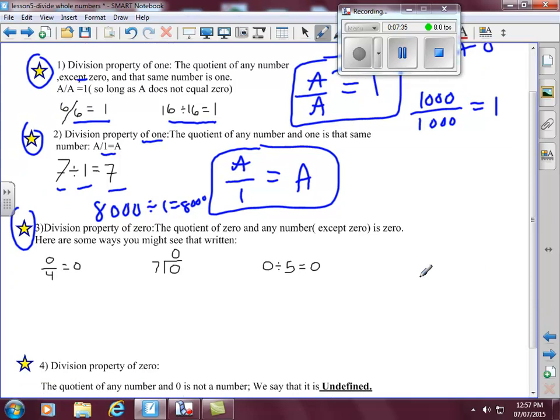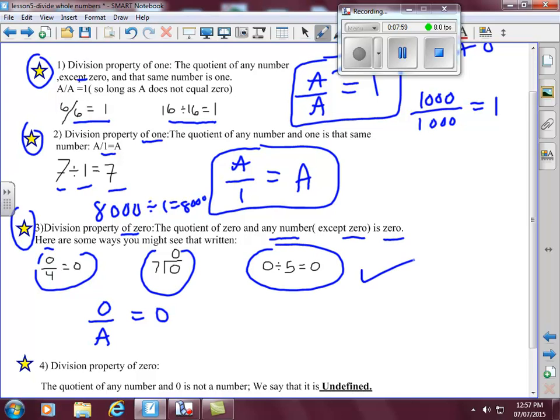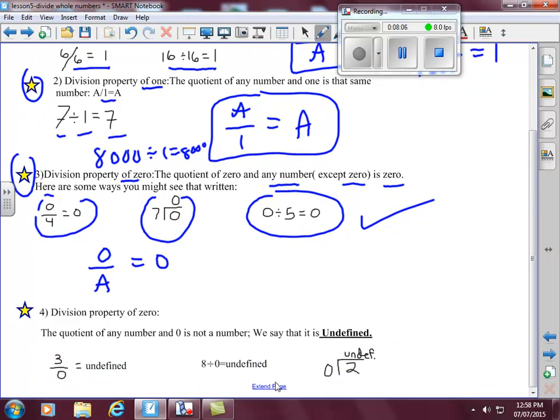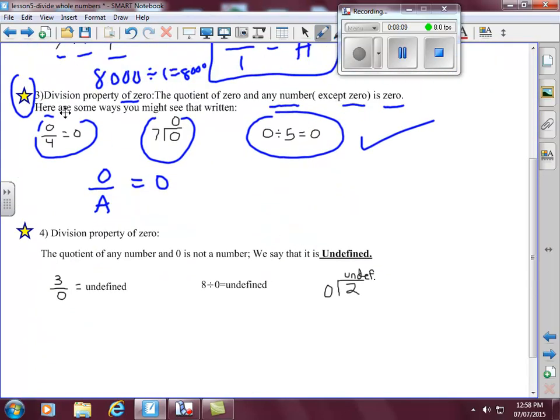Just taking inventory of all the legalities, all the things that we know are true about division. Division property of 0. The quotient of 0 and any number except 0 is 0. So that means that 0 divided by anything other than 0 is 0. So 0 divided by 4 is 0. 0 divided by 7 is 0. 0 divided by 5 is 0. So we can see that written in various ways, just so you get used to the syntax. Okay? Remember, there's multiple ways that you can write division.